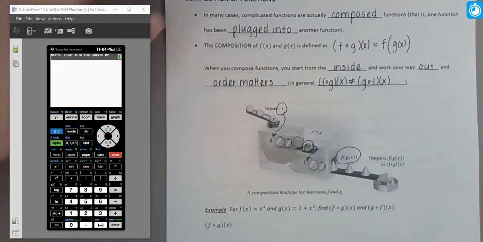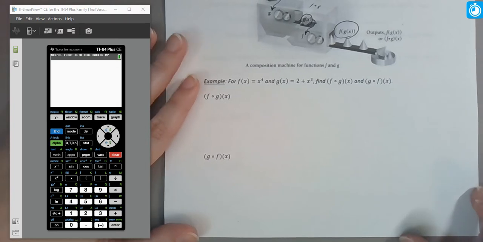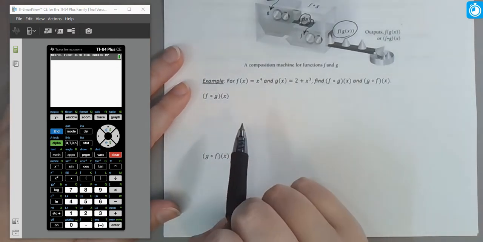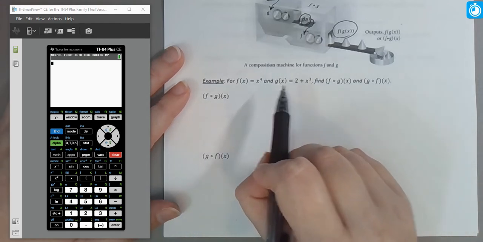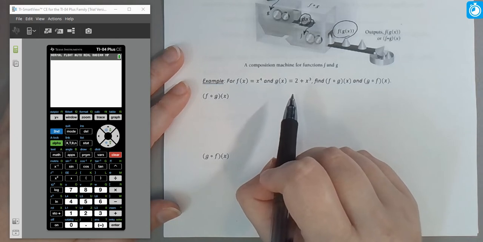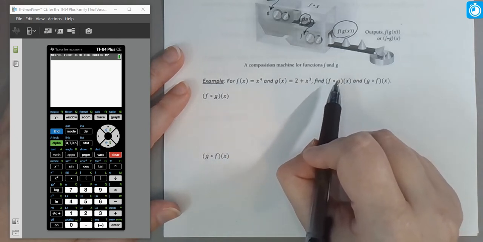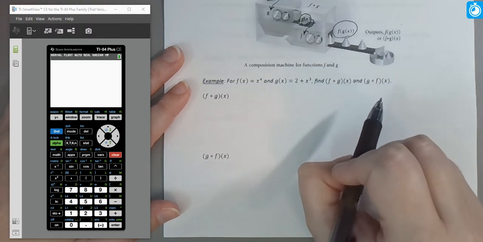So let's do a couple of function compositions, just practicing with this particular operation of composition. So f of x is defined as x to the fourth power, and g of x is defined as 2 plus x cubed. And based on these two function definitions, we want to find f composed with g of x and g composed with f of x.